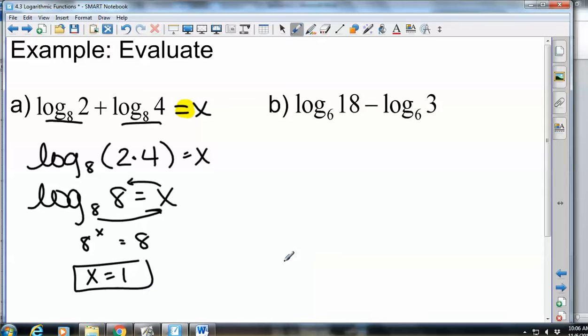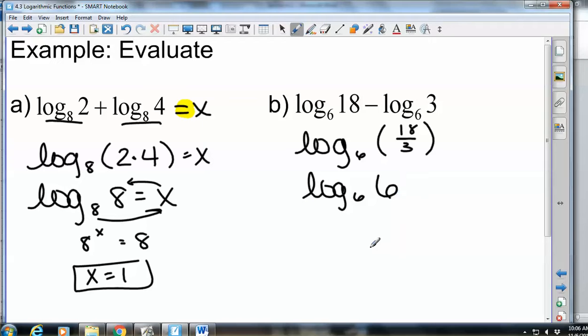B, these logs are subtracted. So how would I combine those? So this is log base 6 of 18 divided by 3. 18 divided by 3 is 6. Log base 6 of 6 is 1. Is that okay, everybody?